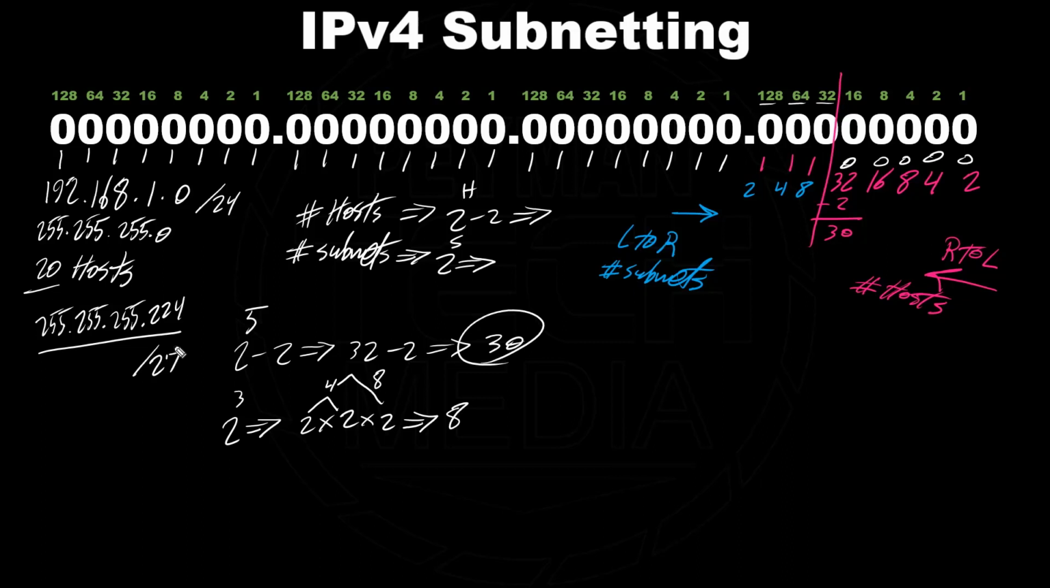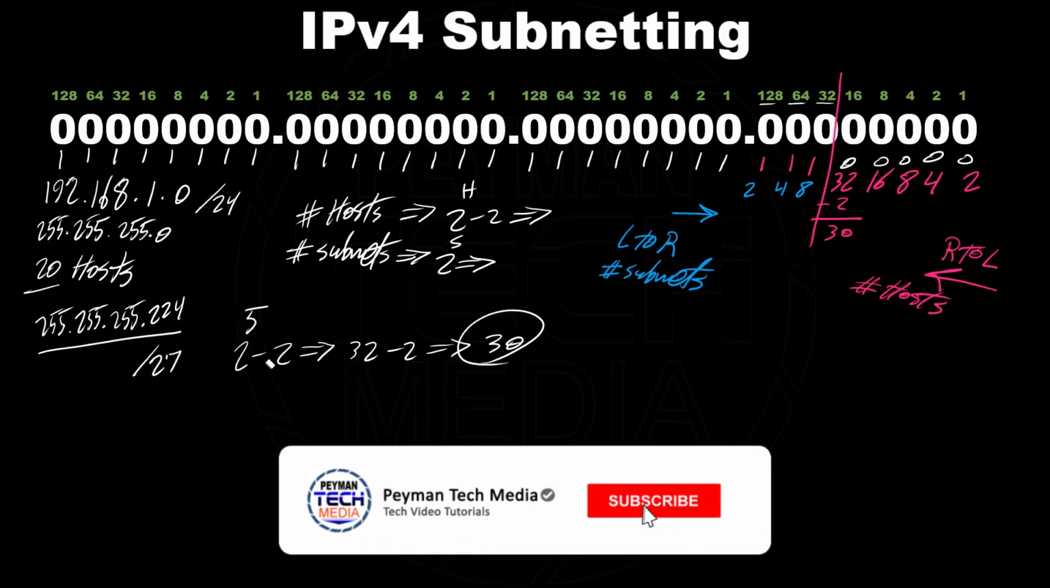So it is a CIDR notation of /27. Anytime we have this network address of 192.168.1.0 with the CIDR notation of /27, or the subnet mask of 255.255.255.224, it will give us 30 available IP addresses per subnet, and we will have up to 8 subnets. Each subnet has 30 available IP addresses. Let's see it in action. So let's erase all this.